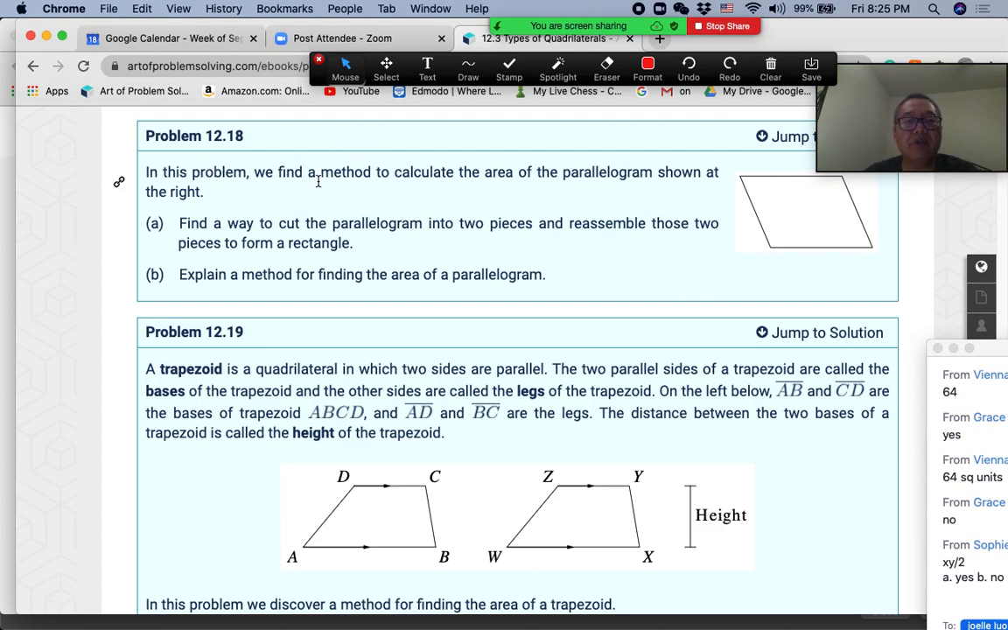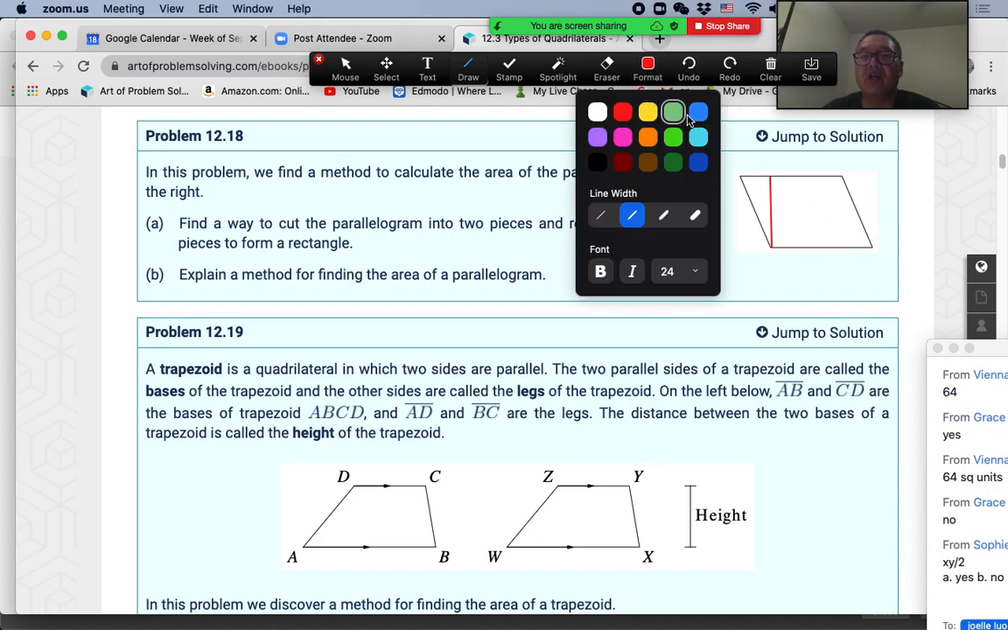In this problem, we want to find a method to calculate the area of the parallelogram shown at the right. Find a way to cut the parallelogram into two pieces and reassemble the two pieces to form a rectangle. Okay, so what can you do? You can do it this way. You can draw this, cut this right triangle from here, then move it to here.